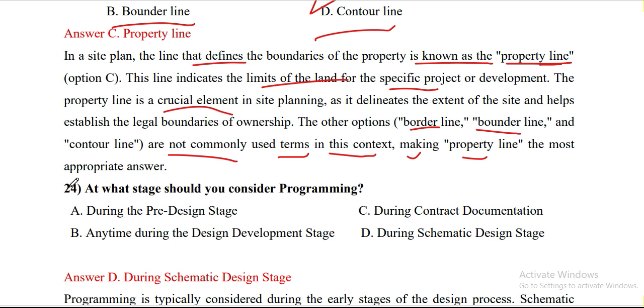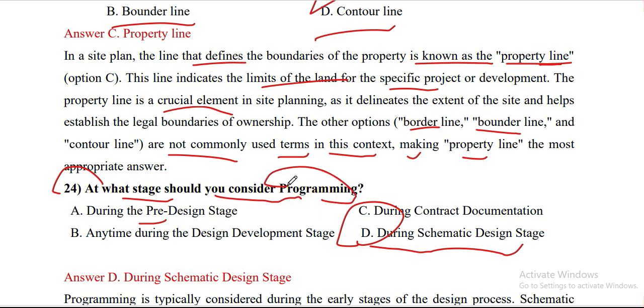Next, question number 24. At what stage should you consider programming? A. During the pre-design stage. B. Anytime during the design development stage. C. During contract documentation. D. During the schematic design stage. So the best answer is during the schematic design stage. We start considering the programming at the schematic design stage. So the best answer is D.